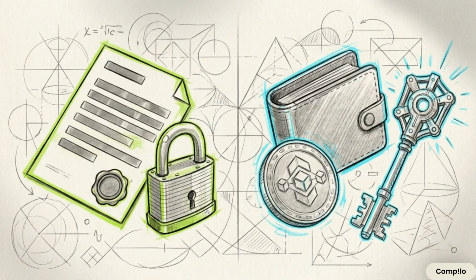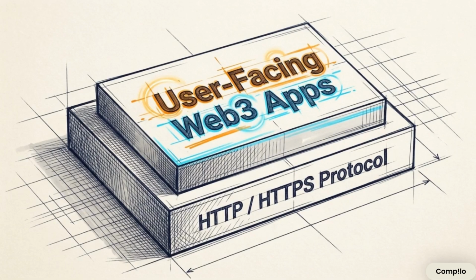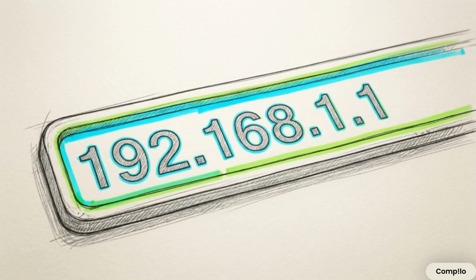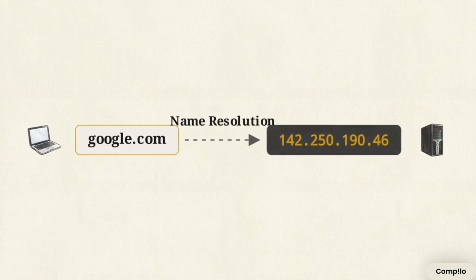The asymmetric cryptography used for a TLS session key relies on the same public and private key principles that secure your blockchain assets. Web protocols are the foundation that allow user-facing blockchain applications to function securely. This entire system relies on knowing the exact IP address of the server you need. In the next video, we will look at the system that translates human-readable text into the numerical addresses computers use, the domain name system.